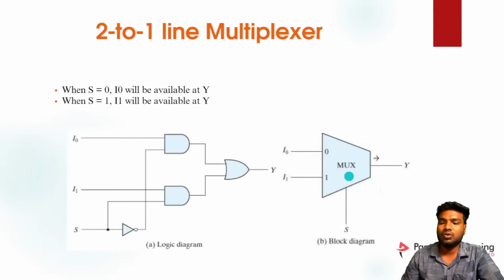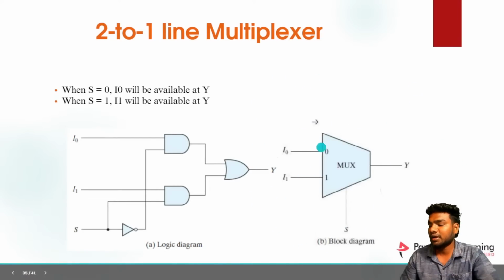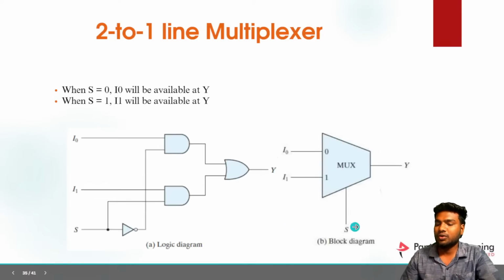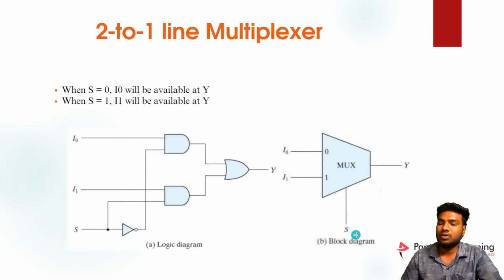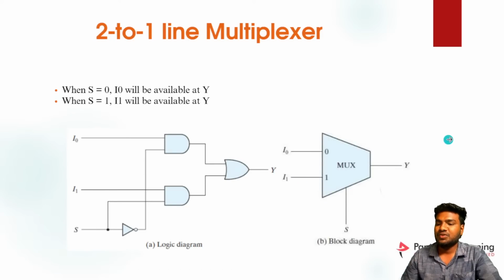So this is the 2x1 mux as an example. It has two input lines and one output line. This is a selection line for selecting the output line. So if s equals 0, it will select the first input. If s equals 1, it will select this input.